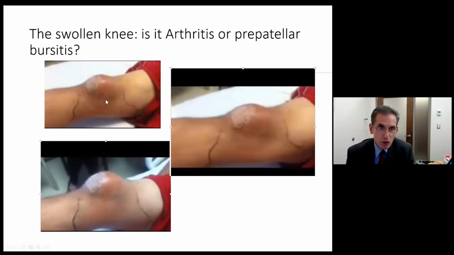So here's a swollen, red, painful knee. Where's the problem? Is it in the knee itself, in the joint, or is it in the prepatellar bursa? So what we did is we asked this patient to flex the knee, and in flexion, the pain increased and the bursa became more tense.